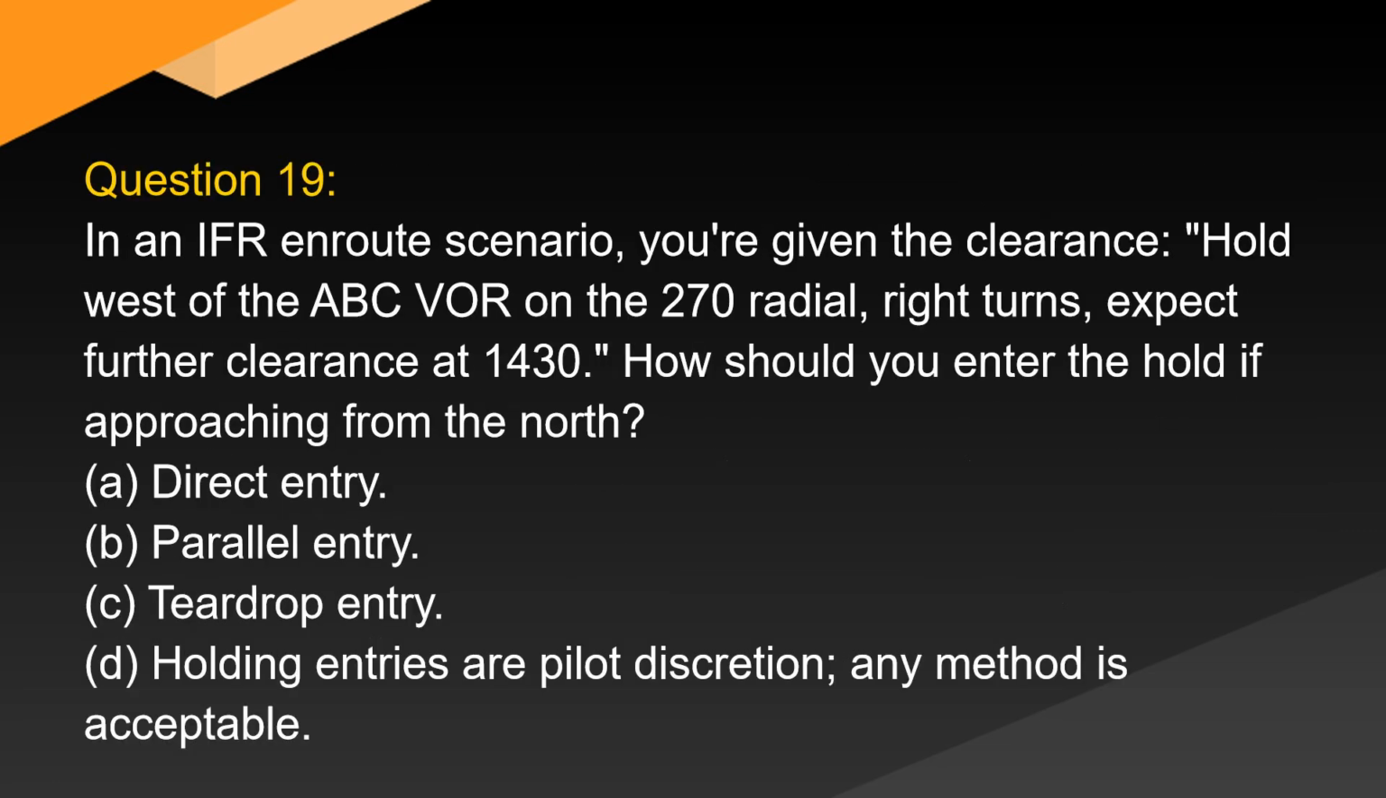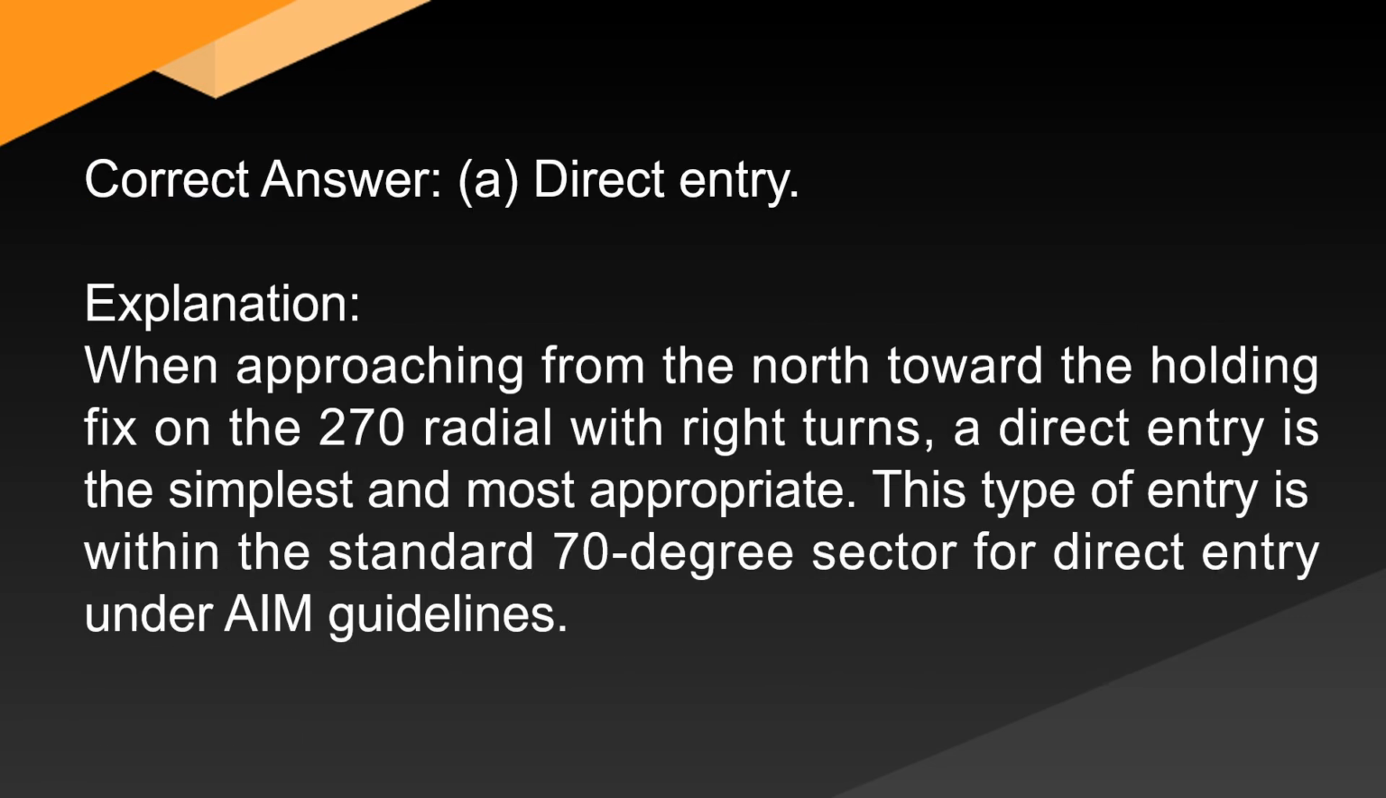Question 19. In an IFR en route scenario, you're given the clearance: Hold west of the ABC VOR on the 270 radial, right turns. Expect further clearance at 1430. How should you enter the hold if approaching from the north? A. Direct entry. B. Parallel entry. C. Teardrop entry. D. Holding entries are pilot discretion. Any method is acceptable.